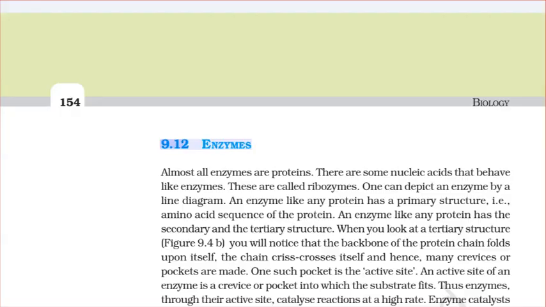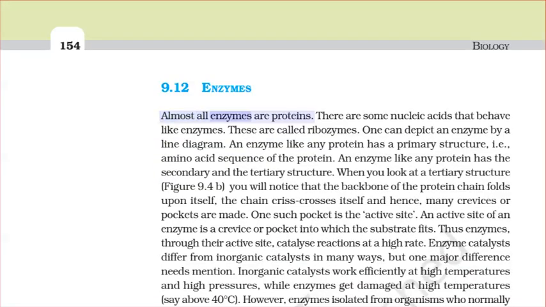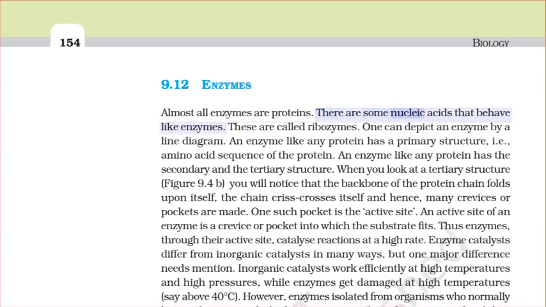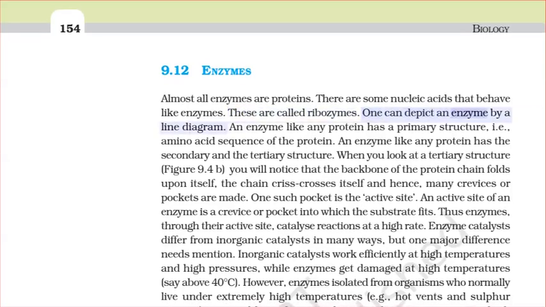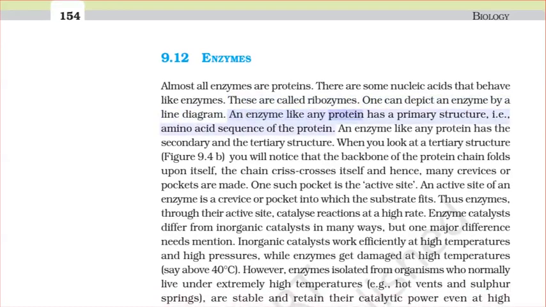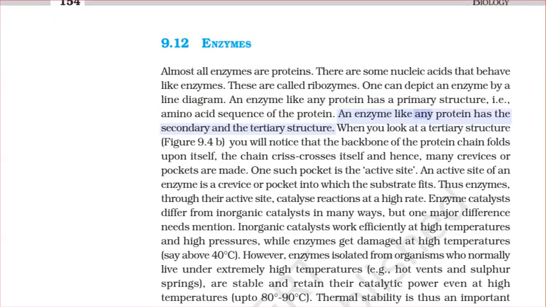9.12 Enzymes. Almost all enzymes are proteins. There are some nucleic acids that behave like enzymes. These are called ribozymes. One can depict an enzyme by a line diagram. An enzyme, like any protein, has a primary structure, i.e., amino acid sequence of the protein. An enzyme, like any protein, has the secondary and the tertiary structure.